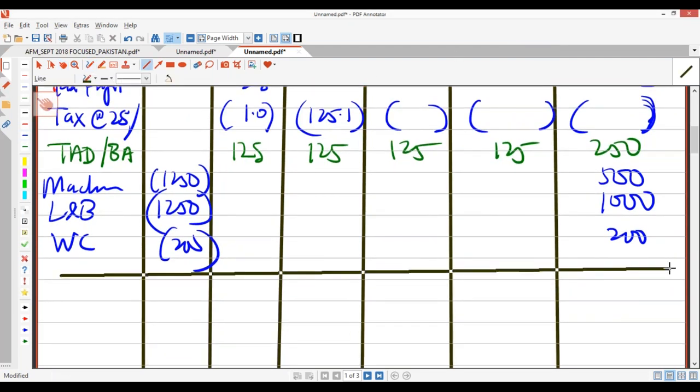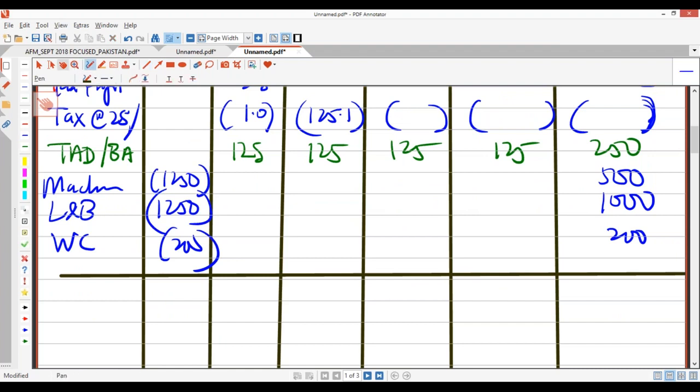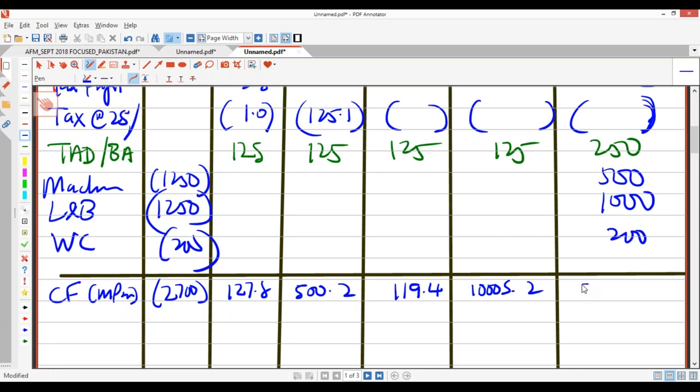What you're going to do here is get the totals. Now, this cash flows, Megan peso million, it's going to be 2700, 127.8, 500.2, 119.4, 1005.22298. You're going to check it slowly.